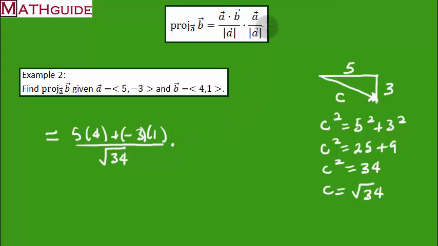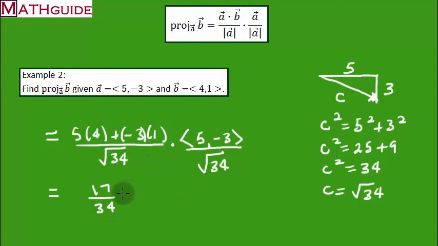Now I know that I've got vector A. Vector A is, we know, 5, -3. The magnitude of vector A is the square root of 34. In order to deal with this, the first thing you do is multiply. You get 20 and negative 3. 20 and negative 3 is 17. If I multiply square root of 34 times square root of 34, I get 34. And of course, now I'm going to multiply it times the vector 5, negative 3.